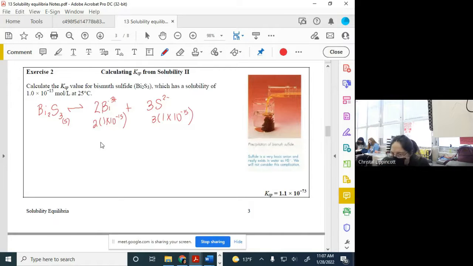So this is 2. You just multiply the coefficients with the inside, and it's just like you squaring the direction. Okay, so this ends up being 2 times 10 to the negative 15, and this ends up being 3 times 10 to the negative 15. Then, when we're doing our Ksp value, are you paying attention over there? Yes. I have to take this and square it, and I have to take this and cube it.